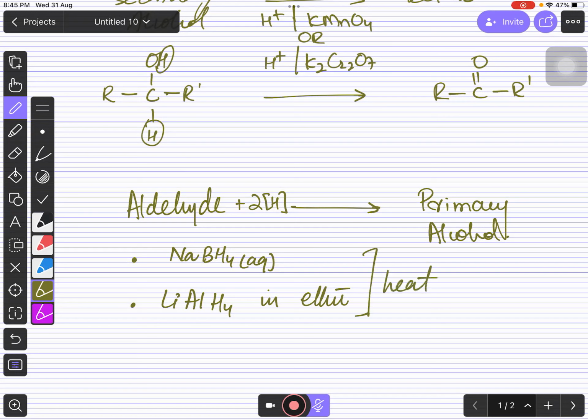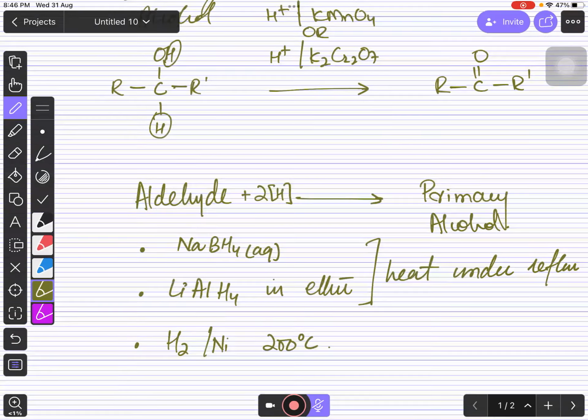For both of them, if you're using these two reagents, you need to heat under reflux. Or you can use hydrogen along with a nickel catalyst and 200 degrees centigrade temperature, right? So all these three reagents can do reduction, right? Once you reduce an aldehyde, it is going to convert back to the alcohol. You already know this. We already did this in the alcohols chapter, so I'm not going to stress this. I'm just going to move towards some examples.